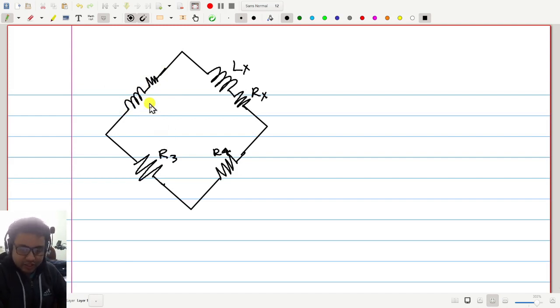Very good. Okay, now again the question is, if we go for an inductor, what will you choose, RL series or RL parallel? Which will give an easy equation?